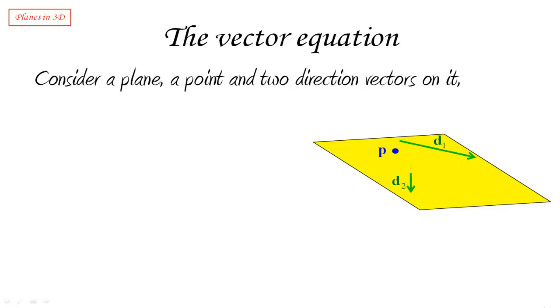For a line, of course, the line only has one direction, so we only needed to identify one direction vector. In this case, for a plane, we need two direction vectors. They don't have to be perpendicular, but they cannot be parallel either. Otherwise, of course, we get squished down to just a line. Okay, but let's say that we have a point and two directions which are on this plane.